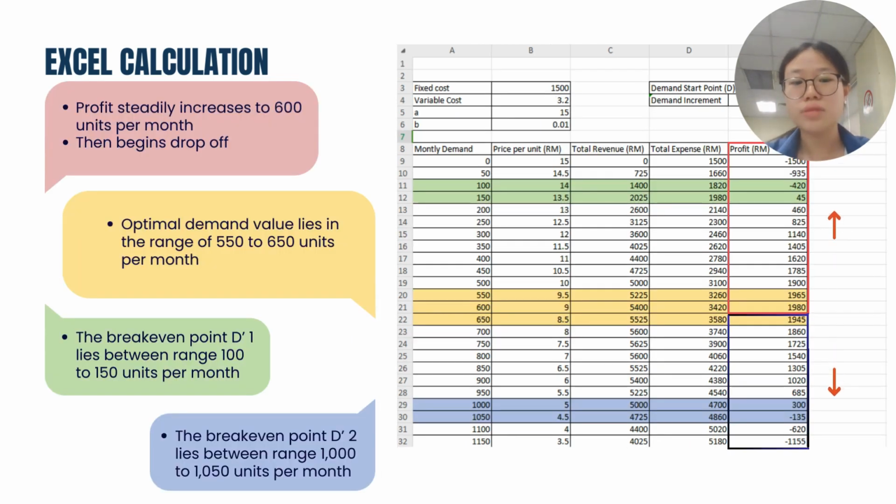We can determine the optimal demand value and the break-even points by quickly looking at the profit column. Based on the Excel, the profit is steadily increasing as demand increases to 600 units per month and then begins to drop off again. This indicates that the optimal demand value lies in the range of 550 to 650 units per month. In terms of break-even points, the first break-even point lies between 100 to 150 units per month, while the second break-even point lies between 1,000 to 1,050 units per month, as indicated by the change in sign of profit.